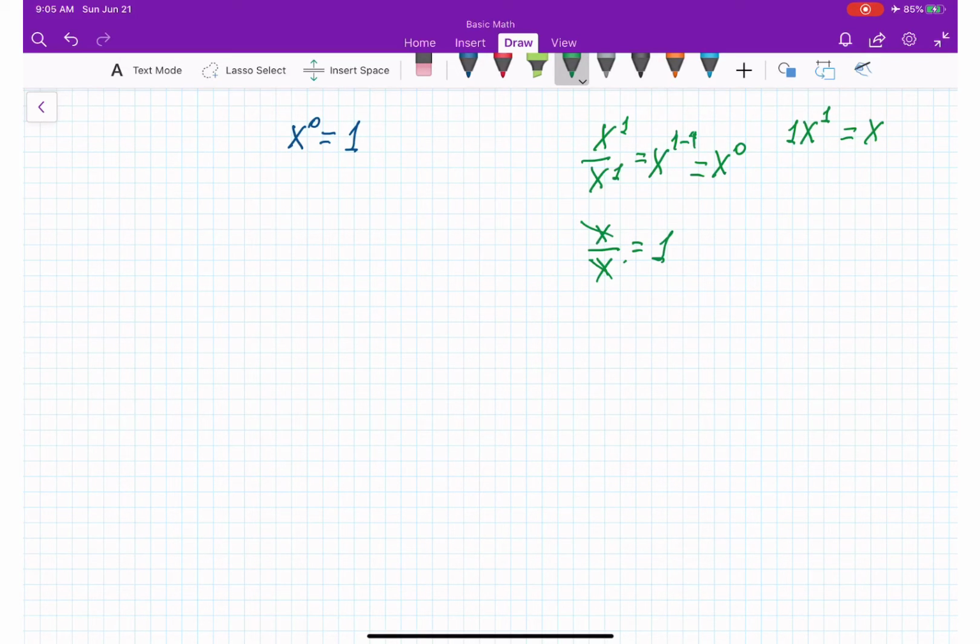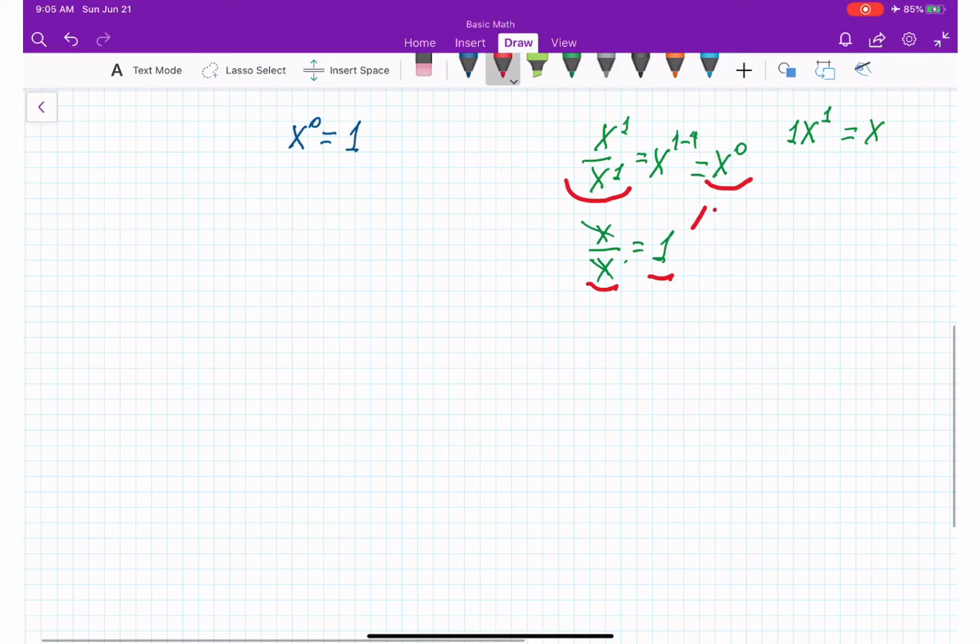So what do we get? x to power 1 divided by x to power 1, we get x to power 0. And x divided by x we get 1. So does that mean x to power 0 is equal to 1? Of course.